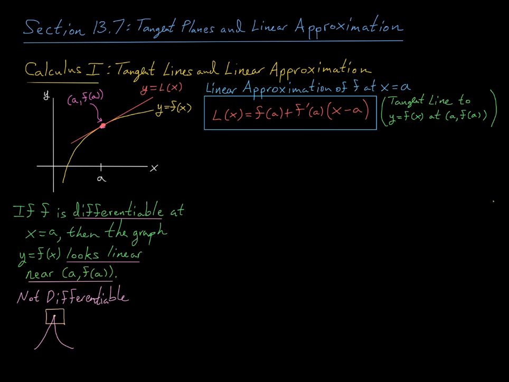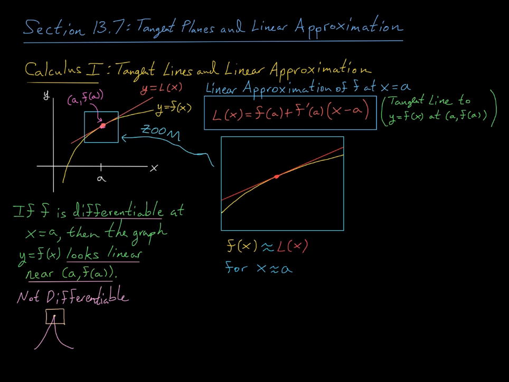All right. And so now let's go ahead and say we do zoom in near this point a comma f of a. We're going to start to see something like this. If I zoom in closer and closer, this gap between our red tangent line and our yellow curve is going to decrease. So another way to say that is that the function values for f of x will be very close to the function values for your linear approximation as long as you don't deviate too far away from this point x equals a.